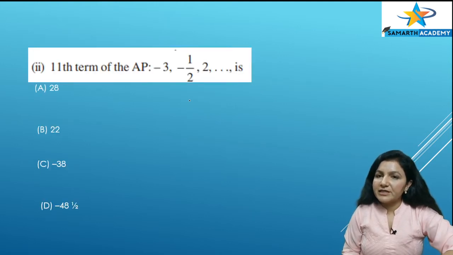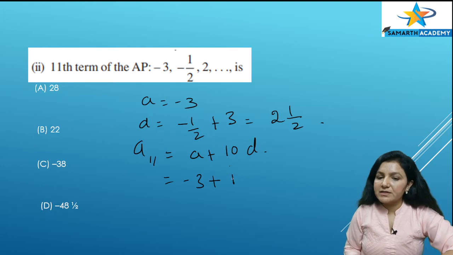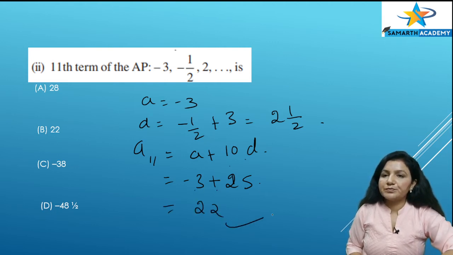11th term of AP is dash. So first write the first term, minus 3. d is equal to second term minus first term. So here minus of minus 3 is plus 3. So it becomes 2.5. So 11th term a11 equal to a plus 10d. Substitute the values. Minus 3 plus 10 into 2.5 becomes 25. So 25 minus 3 is 22. This is the answer. Next question.